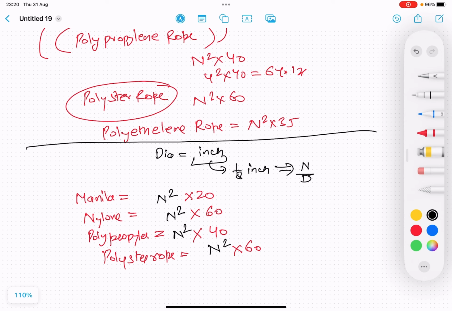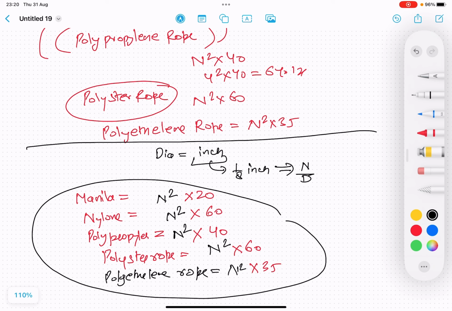And last is the polyethylene rope. For that, n squared into 35. You can take a screenshot of this, then it will be more than enough. Okay, 20, 60, 40, 60, 35. In this way you can identify the factors for these ropes basically.